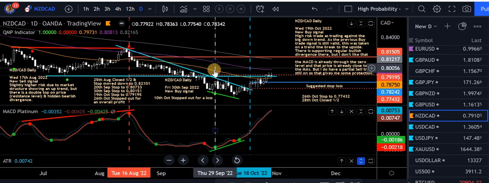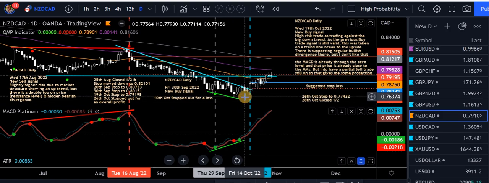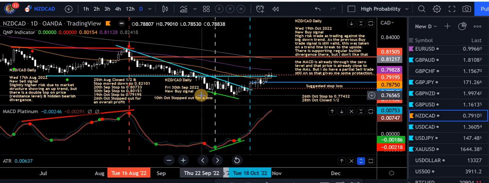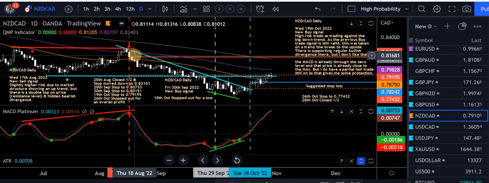There was a buy here, that's why these notes are here, on the 30th of September, and it was stopped out for a loss on the 10th of October, so I reckon that would have been here, yeah. This was one of those ones where my stop would have been in here somewhere, and it just poked through the stop and bounced straight up.